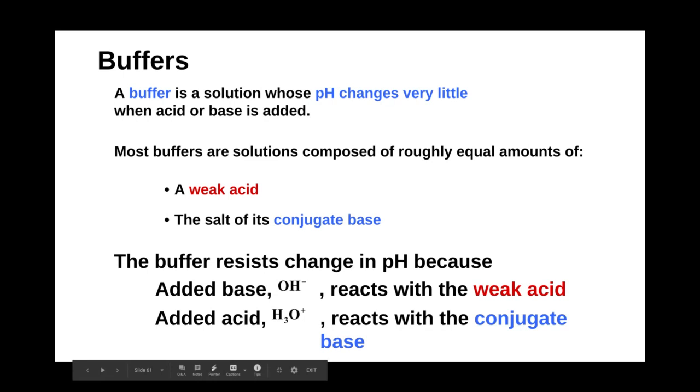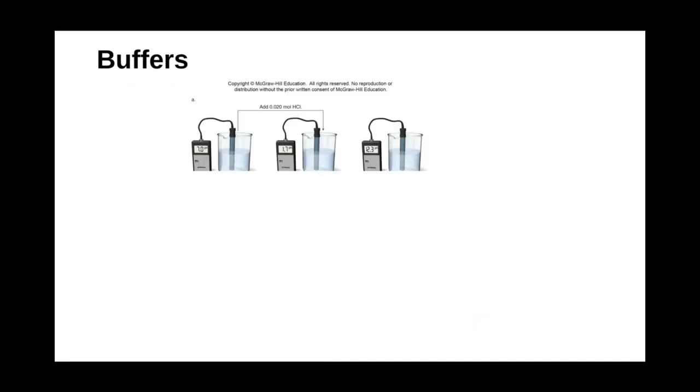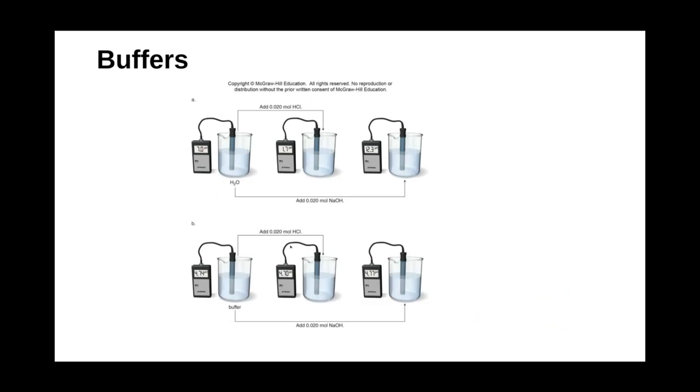So as we're producing hydroxide and hydronium, it essentially just reacts with what is contained in the buffer to minimize the amount of pH change. And that's really it. So let's conceptually look at this. In this case, we have water and we have hydrochloric acid. The pH of water is 7. The pH of hydrochloric acid is 1.7.